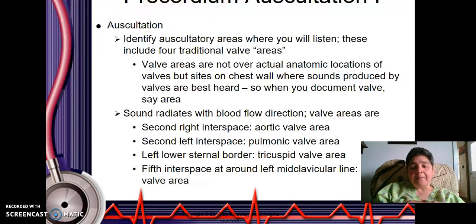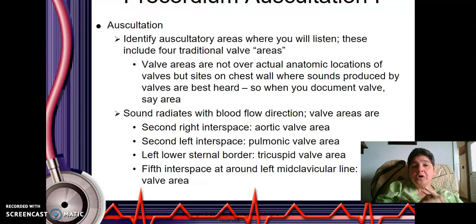And then the mitral area is the fifth interspace. So going down 5 intercostal spaces, and again we're going to that midclavicular line. So know those areas. There's a nice picture on page 480 that shows these areas for you. It's important for you to know those. You are going to be responsible.